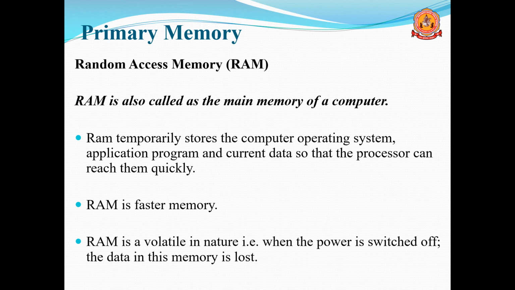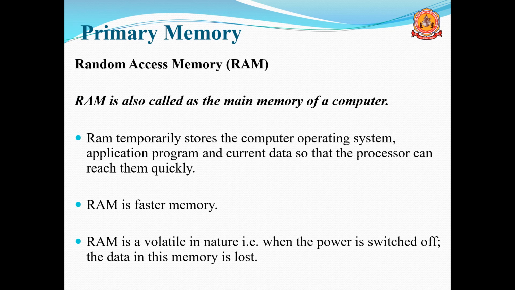RAM is also called the main memory of the computer system. RAM temporarily stores the computer operating system, application programs, and current data so that the processor can reach them quickly. The operating system is the main software that is loaded into RAM, and also application programs. If you use an application and want to execute a particular software, the data required is stored temporarily in RAM.